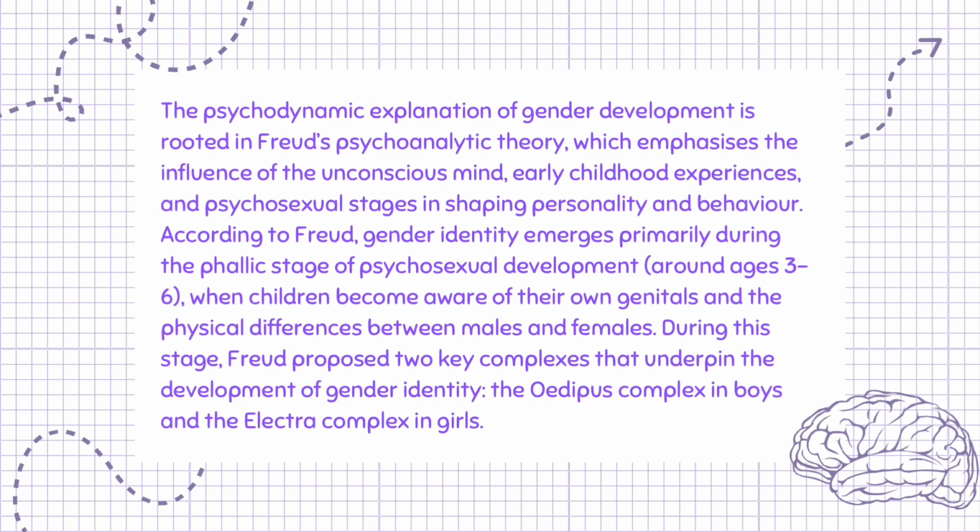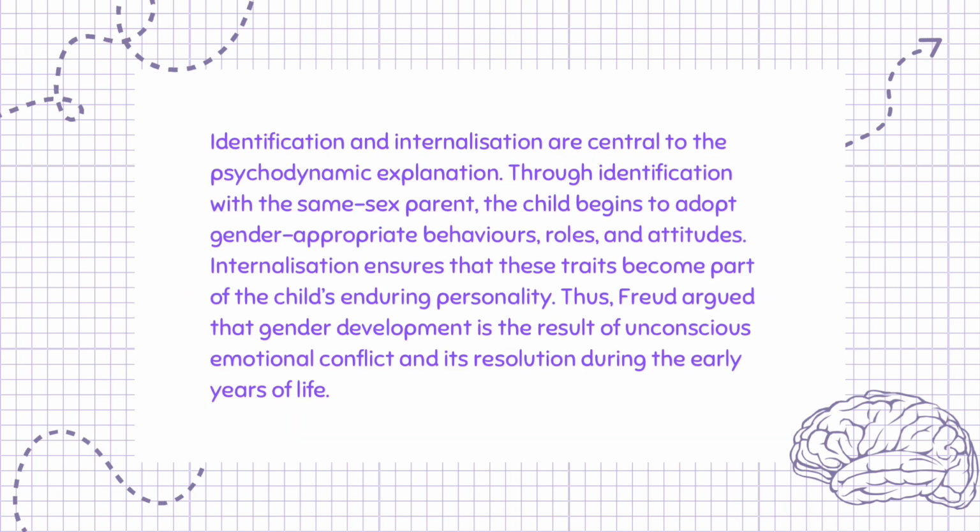During this stage, Freud proposed 2 key complexes that underpin the development of gender identity: the Oedipus complex in boys and the Electra complex in girls. Identification and internalization are central to the psychodynamic explanation. Through identification with the same-sex parent, the child begins to adopt gender-appropriate behaviors, roles, and attitudes. Internalization ensures that these traits become part of the child's enduring personality. Thus, Freud argued that gender development is the result of unconscious emotional conflict and its resolution during the early years of life.